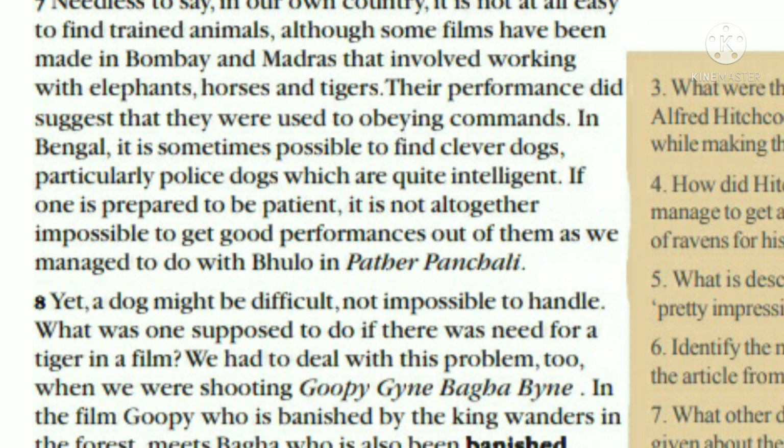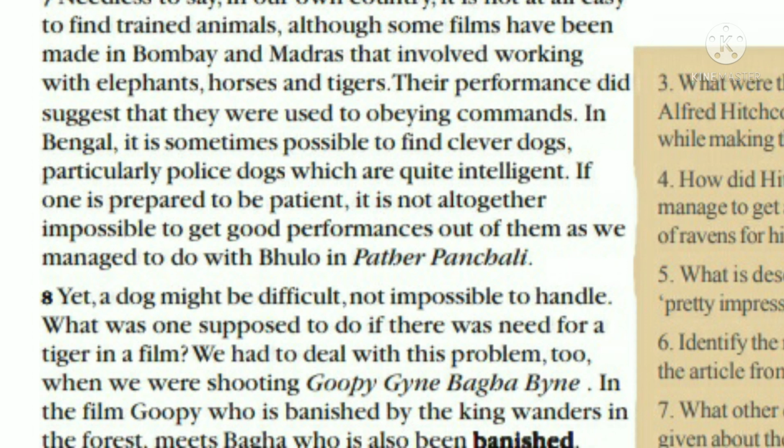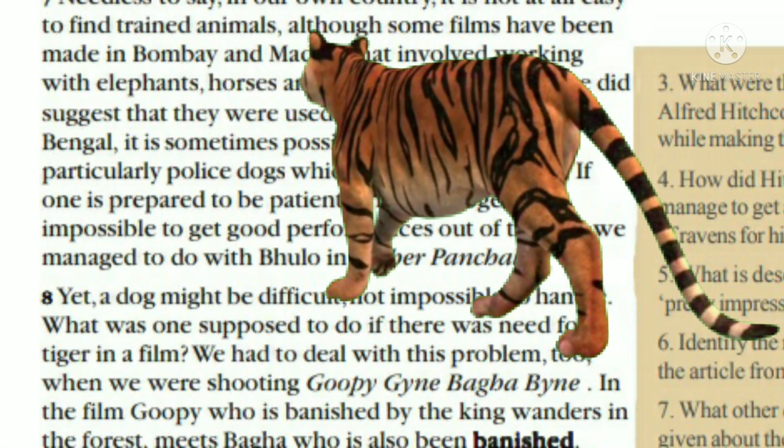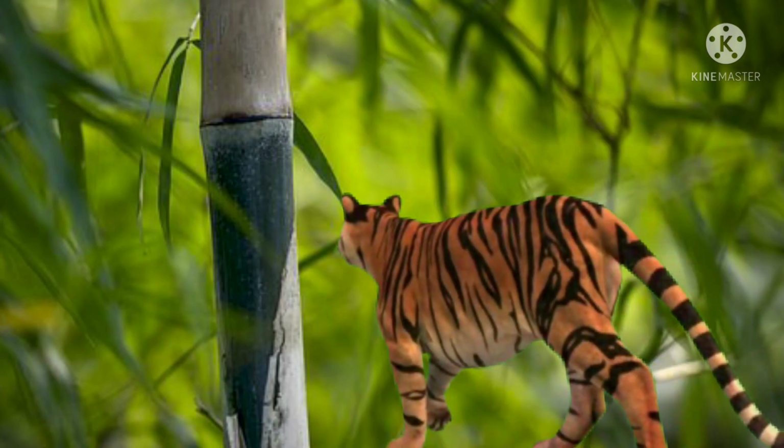Next, he describes his experience while shooting his film Goopy Gyne Bagha Byne. There was a need of a tiger in that film. The scene is Goopy, who was banished by the king, meets Bagha, who was also banished. And they both see a tiger in the forest and get frozen. But the tiger should not pay any attention to both of them.